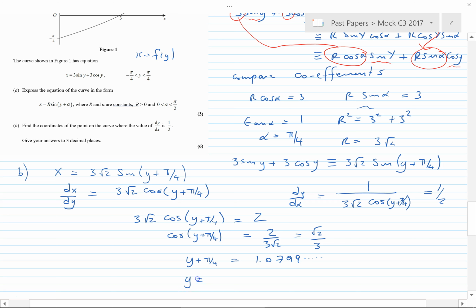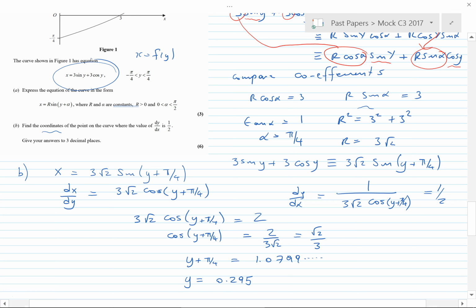So that gives me y equals minus pi over 4. So that gives me 0.295 to 3 significant figures for y. Now, don't forget it wants the coordinates. So we need to go back and put that in terms of the x coordinate.